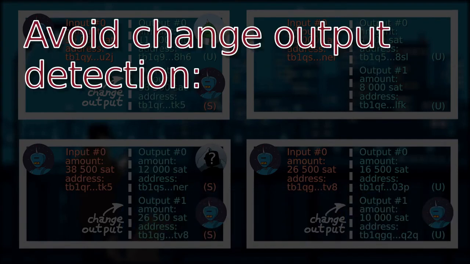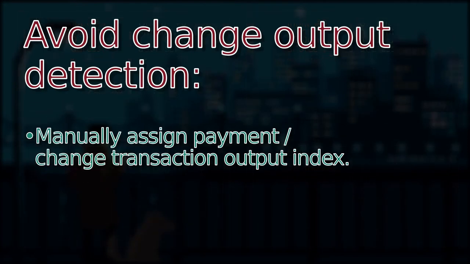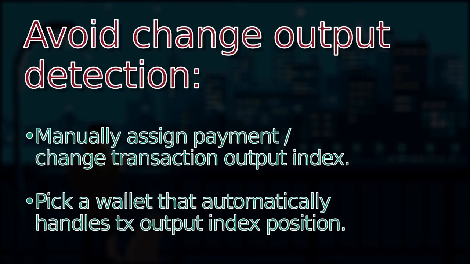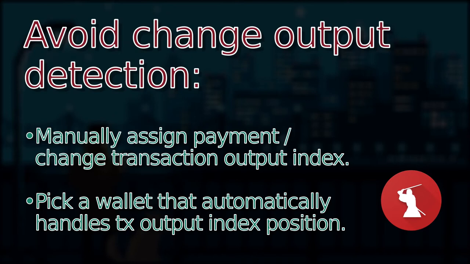To mitigate this problem, you could manually randomize the change output position when you craft the transaction, or use a wallet that would automatically randomize the position of the payment and the change output.